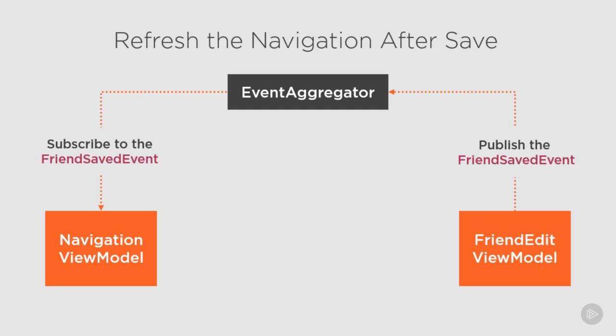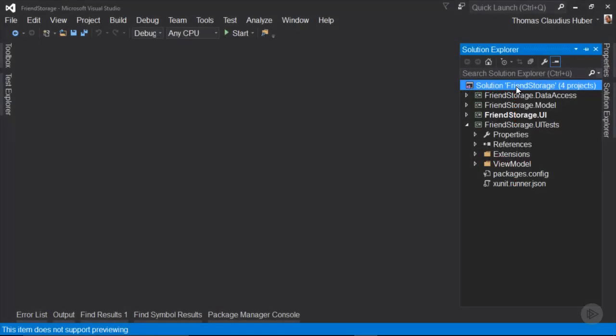In the previous clip, we published the friend saved event from the friend edit view model. Now let's subscribe to that friend saved event in the navigation view model so that we can refresh the name of the saved friend in the navigation. Here we are back in the friend storage solution.